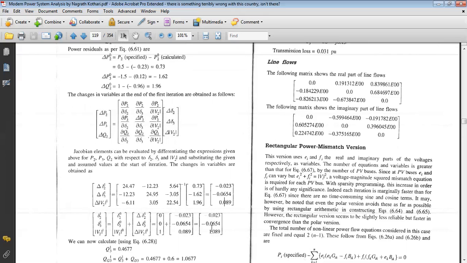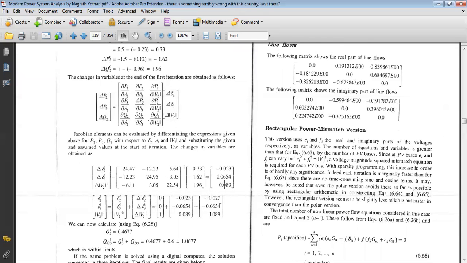After that, we have to check our tolerance level. To check it, using these updated values, once again we have to calculate the power mismatch. We calculate the calculated power, then check the power mismatch matrix. If the power mismatch matrix satisfies the tolerance level, then this is our solution.